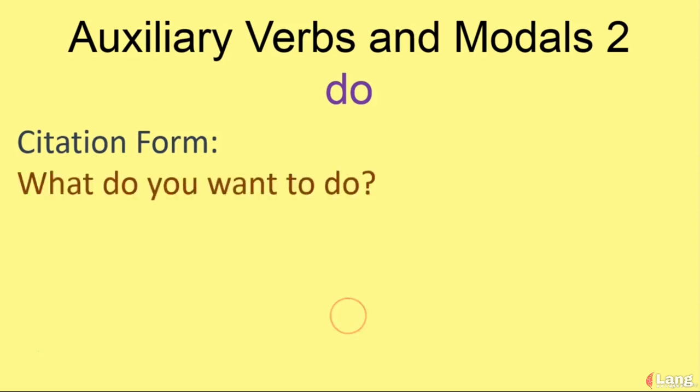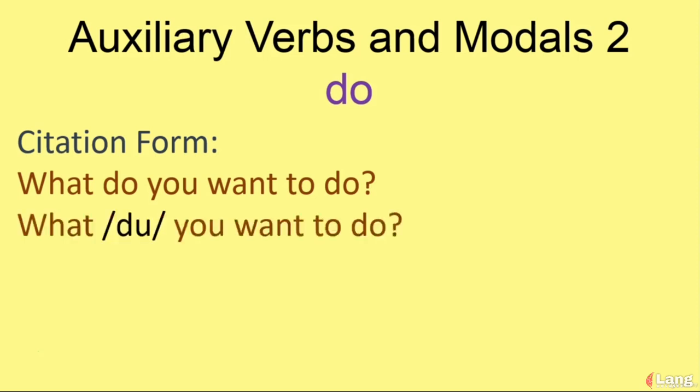We have the sentence, what do you want to do? Repeat after me. What do you want to do? The word do in IPA is written like this. The letter D, pronounced D, and the letter U, which in IPA is pronounced U. Do. What do you want to do?